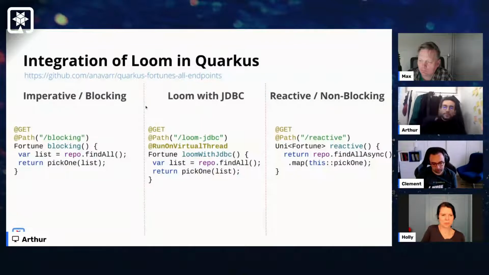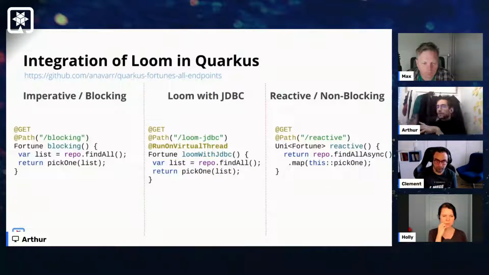So you have the same endpoint 3 times. It's supposed to do the same thing, but with different development models. On the left-hand side, you have your old imperative blocking model, right? So you basically have a path. It's a REST API, so nothing fancy here. You just create a list that's going to fetch everything in a repo. Then you're going to pick one element and return it. So as you can see, it's very much one action, then you return it. Imperative blocking, easy.